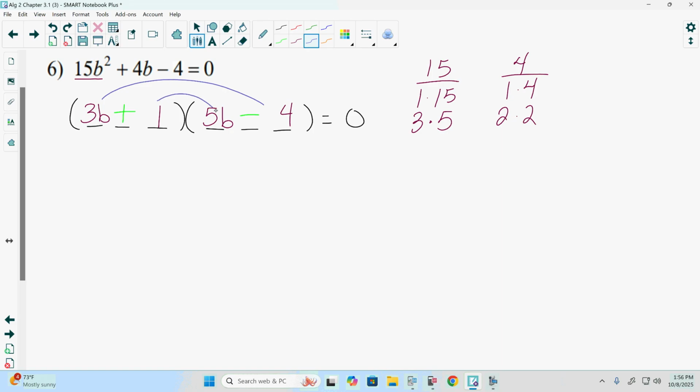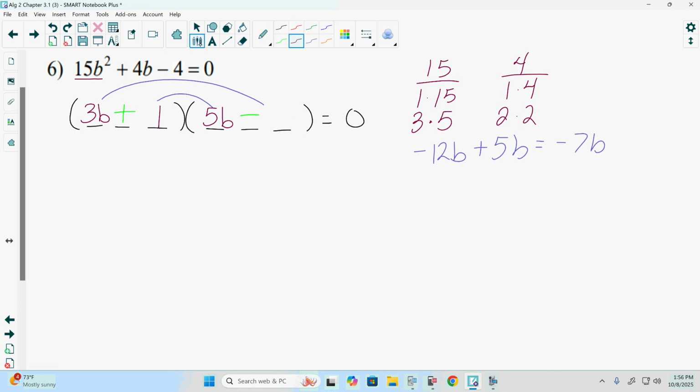3b times -4, 3 times -4 would be -12b. 1 times 5b would be plus 5b. -12b plus 5b would be -7b. That is not the middle term we want.